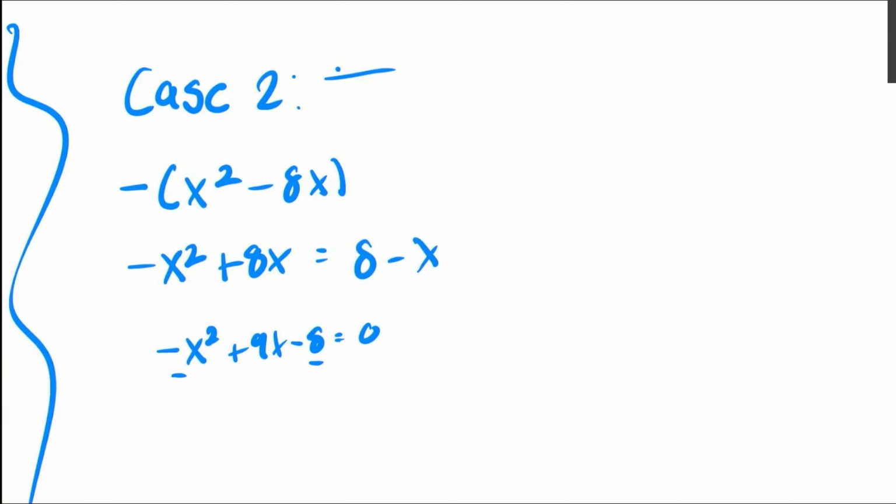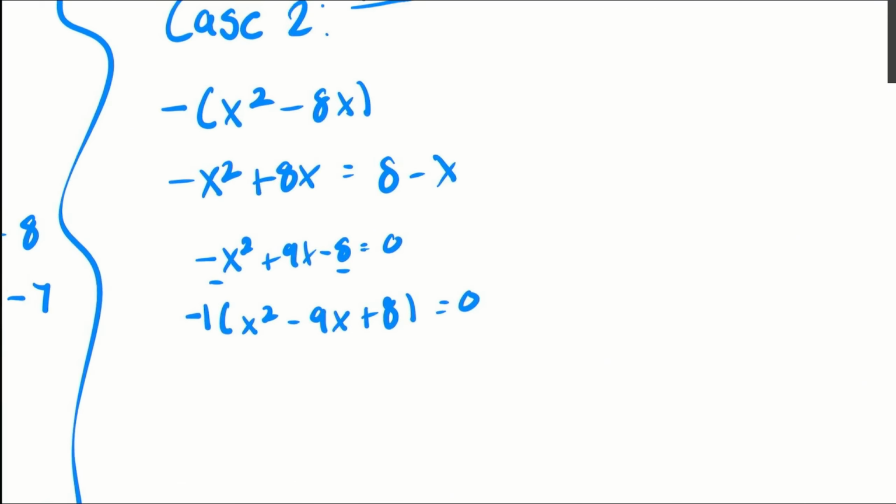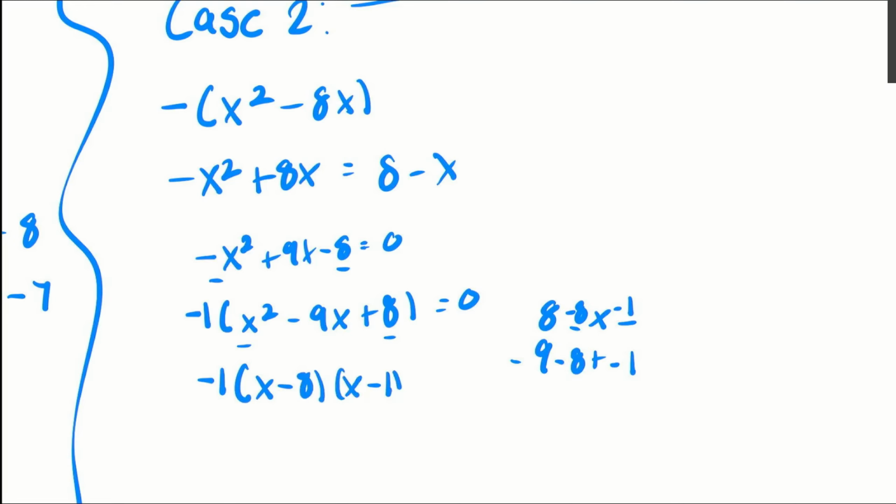Now we can divide everything by negative 1 to make this factorable. So this turns into x squared minus 9x plus 8, which we can now begin to factor. We have to find 2 numbers that multiply to 8 and add to give us negative 9. So we have negative 8 times negative 1, and negative 8 plus negative 1. Since this is factored by inspection, we can write this as x minus 8 and x minus 1.